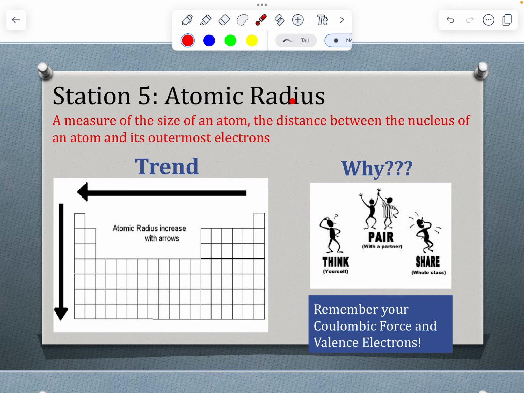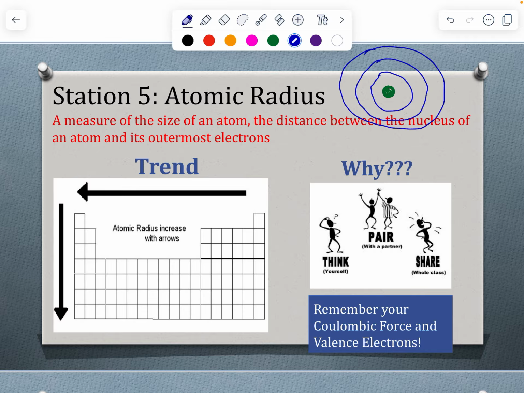is atomic radius. So what is atomic radius? It's a measure of the size of an atom, the distance between the nucleus of an atom and its outermost electrons, so between those valence electrons. What you should have seen on that pivot is that atomic radius increases to the left and it increases down. And if you think radius of the circle, atomic radius is similar. Here's my nucleus in green, and I have whatever energy levels of electrons, if I think about this in terms of a Bohr model.